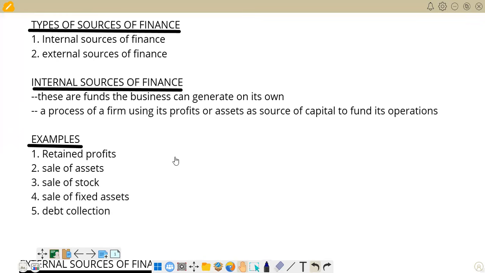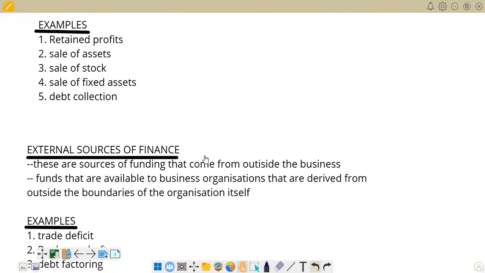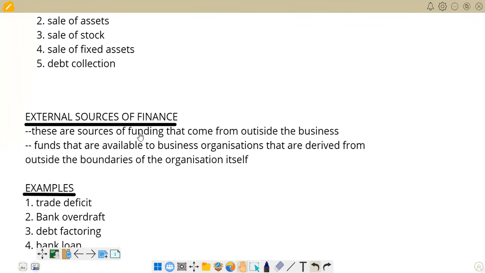So when we are collecting the money that they are owing us, we are embarking on debt collection. So this is what we have in terms of internal sources of finance. Then we can move on to external sources of finance now.